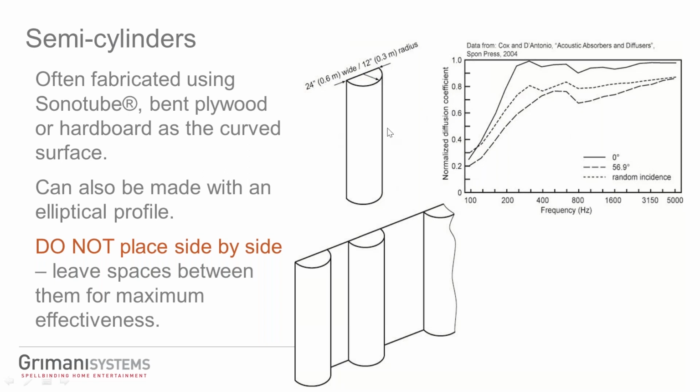So that can actually work pretty well over a range of frequencies. You can see here that depending on the angle and the type, you're going to get different absorption or diffusion coefficients. If you do use those, space them apart. Do not place them side by side. Sometimes I see rooms in which there's a cylinder or a semi-cylinder, another one, another one, another one. That doesn't work. That ends up becoming a reflector. Give a gap between them.